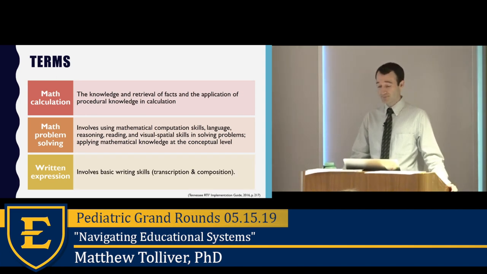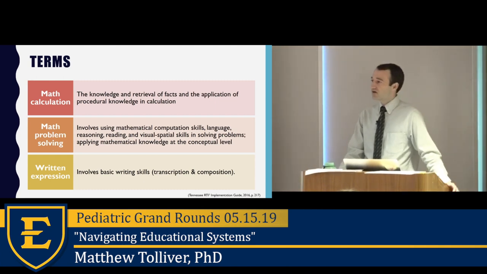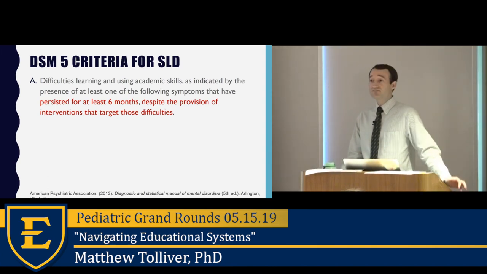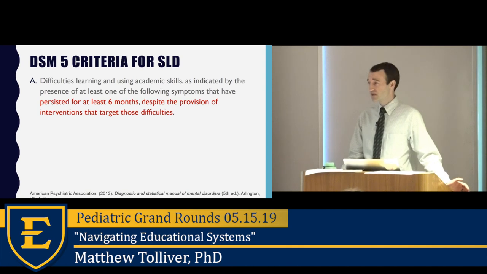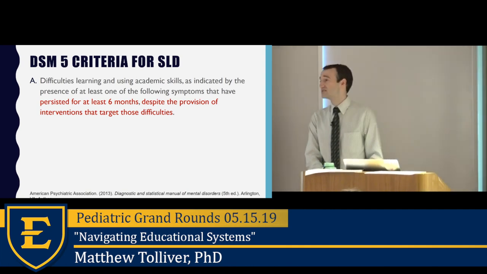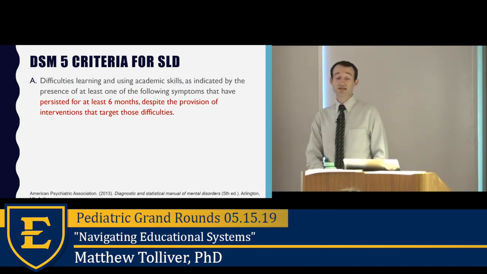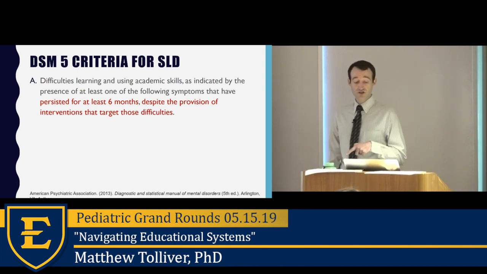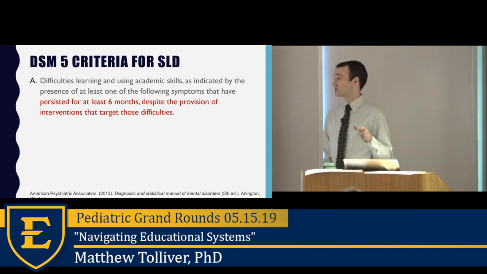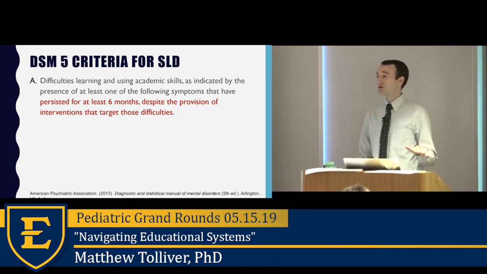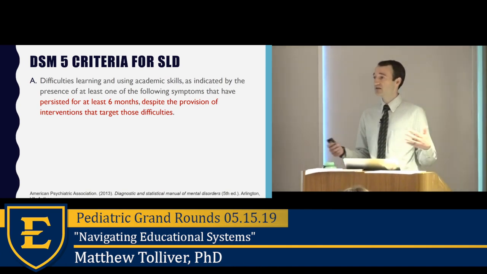Okay. So how do we actually define a specific learning disorder, though, using DSM terminology? So you have to have a learning problem in some area, right? We know that. But it actually has to be present for more than 6 months. And not just more than 6 months, it has to be present that long despite the provision of interventions that target those difficulties. So that's something important to remember that's going to come up later. So you have to have a problem and then you have to try to fix it, but it still not be fixed very well.